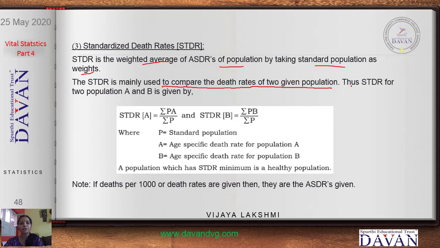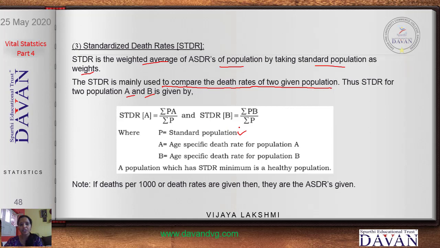Now consider we have two populations A and B. STDR of A is given as summation PA divided by summation P, and STDR of B is given as summation PB divided by summation P. Now what is this P? They are the standard population.